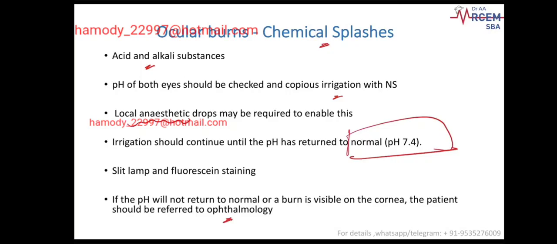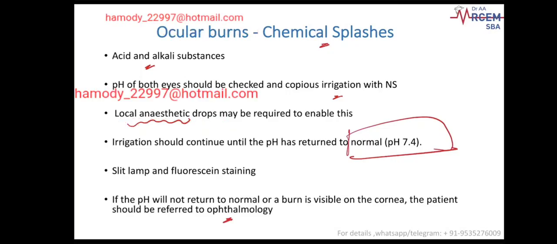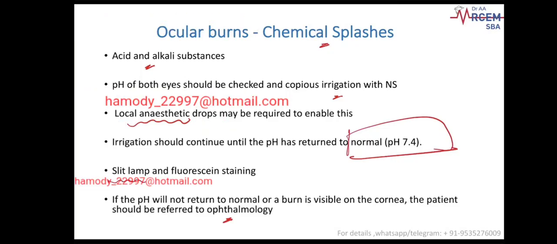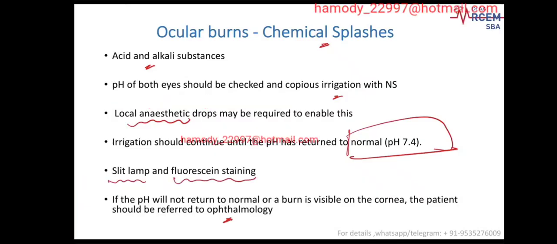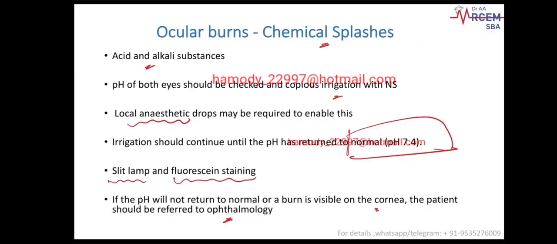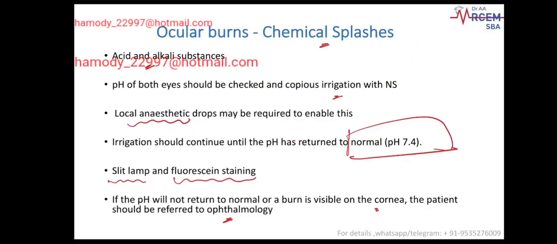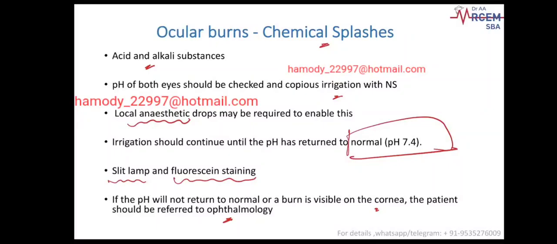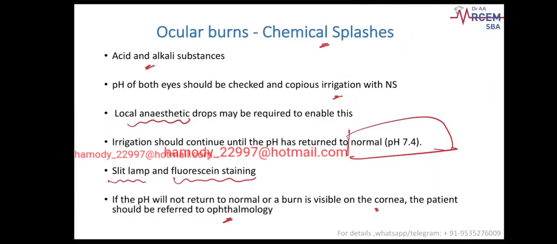If the pH doesn't come back to the normal range, then you need to refer to the ophthalmologist. Once the pH comes back to normal, we always do a slit lamp examination using a fluorescein stain. If you observe any corneal abnormalities, corneal burns or corneal ulcers because of these chemicals, then you need to immediately refer to the ophthalmologist.